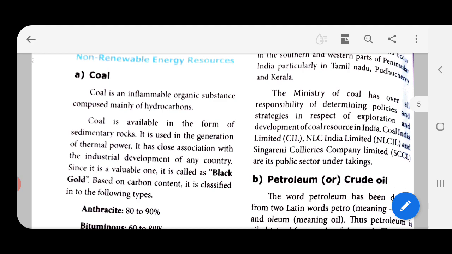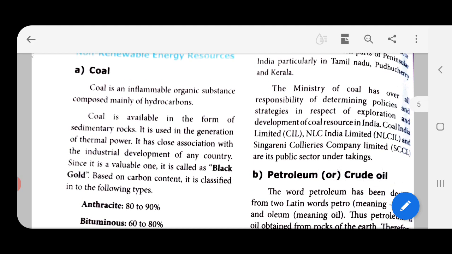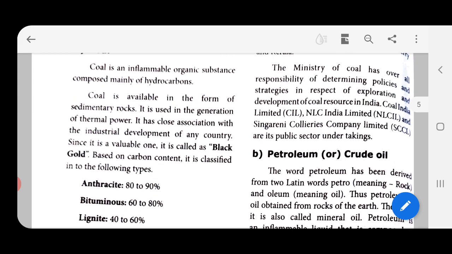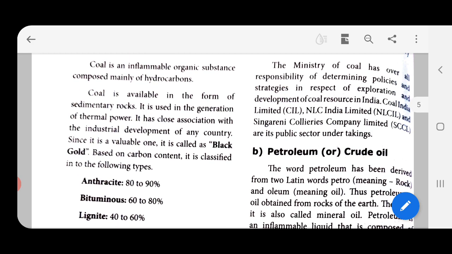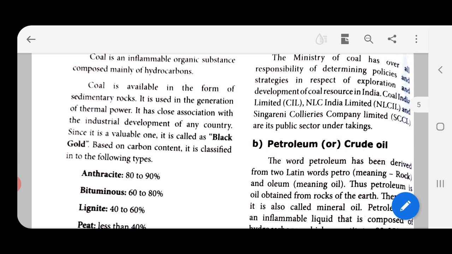Coal is an inflammable organic substance composed mainly of hydrocarbons. So, what do I mean by hydrocarbons? It is an organic substance which is made up of hydrogen and carbon. So, it is inflammable. Inflammable means it has a burning capacity, it has a burning feature, whereas non-inflammable means not burning. Coal is available in the form of sedimentary rocks. So, if you see coal, it is in the kind of sedimentary rocks.